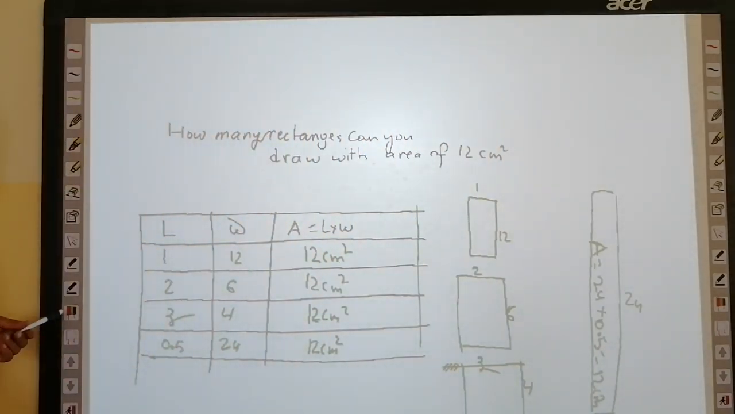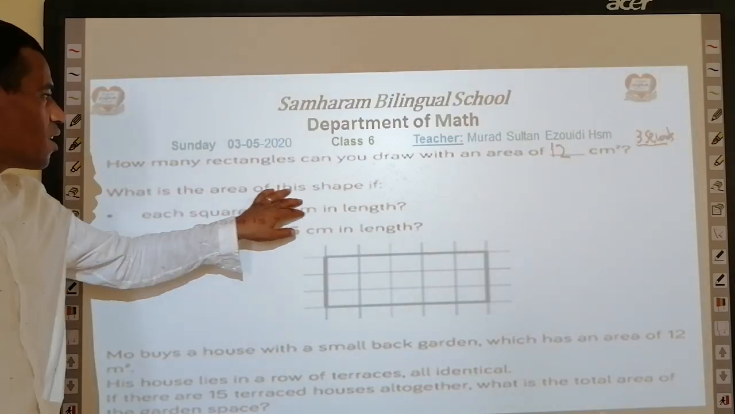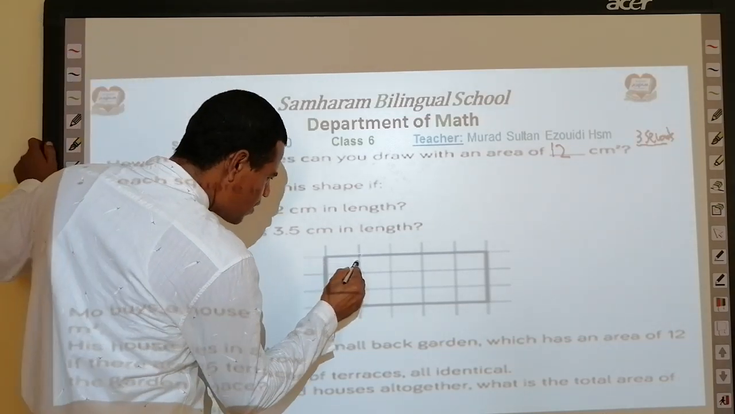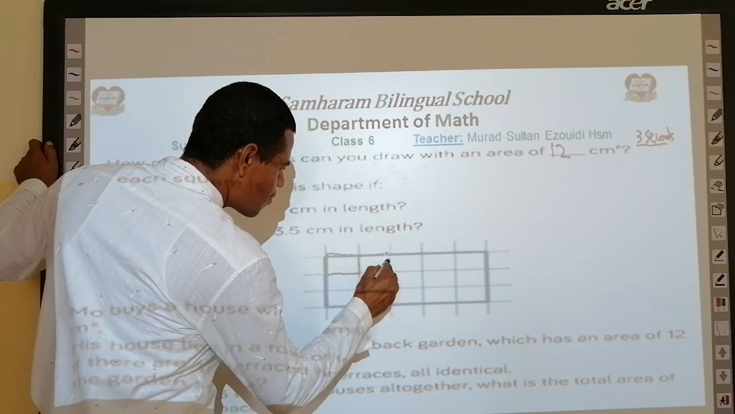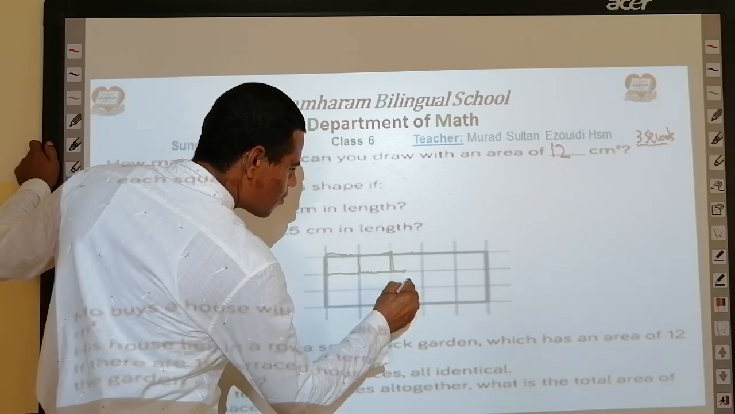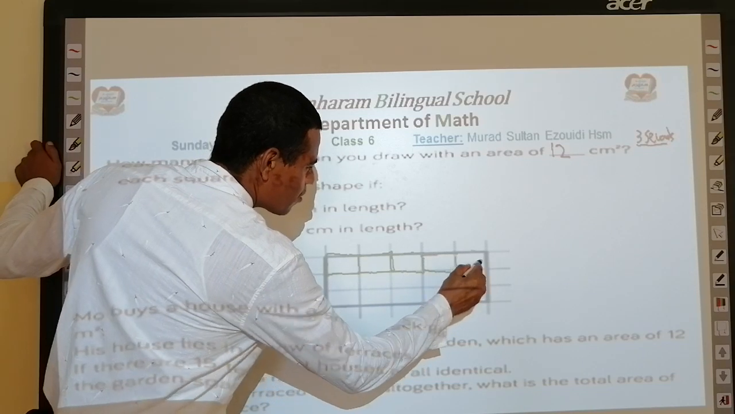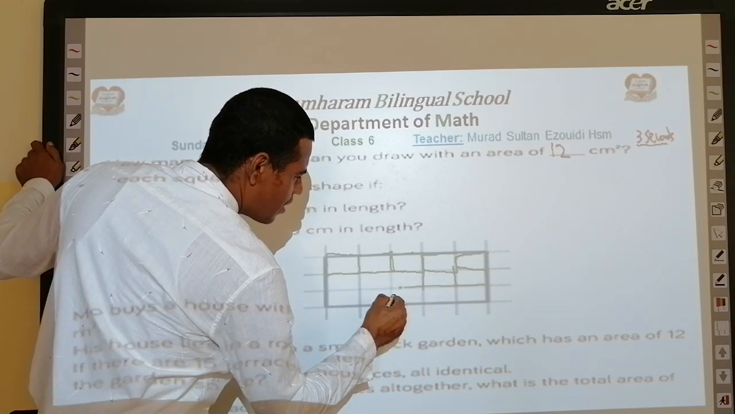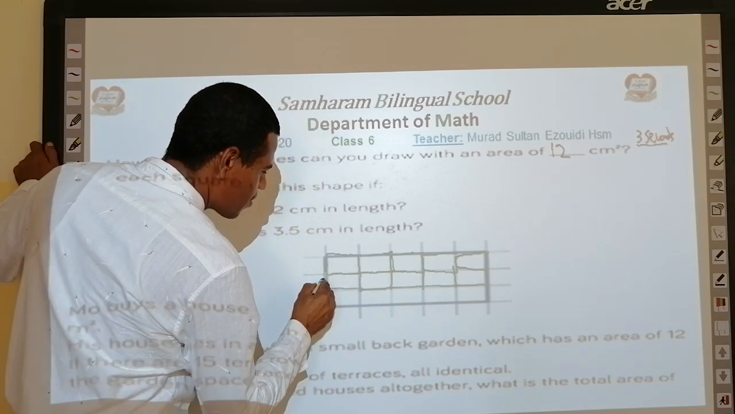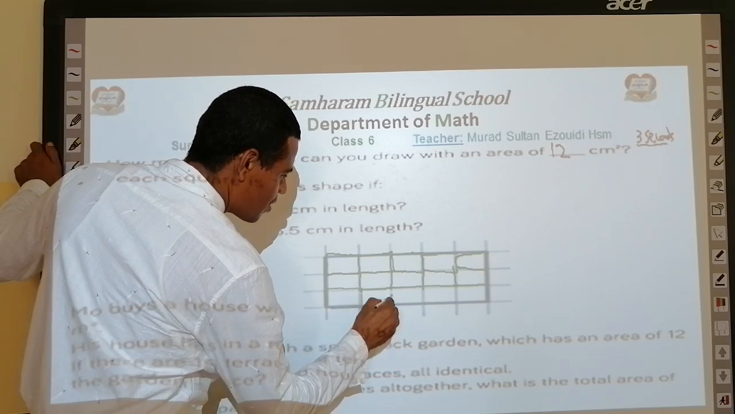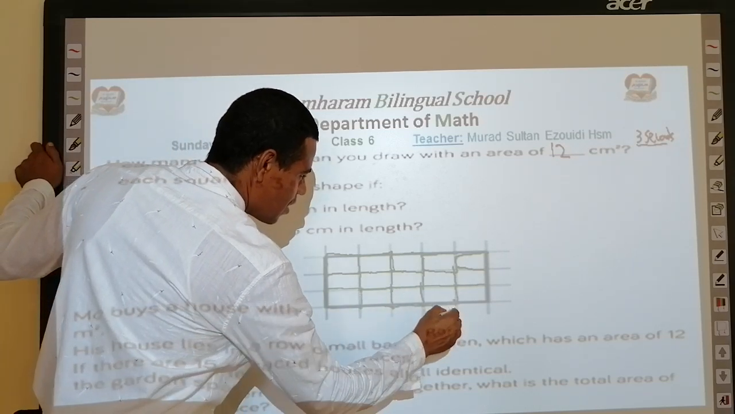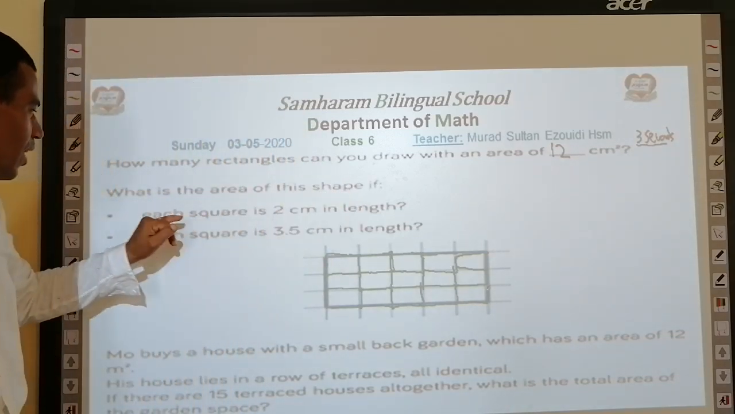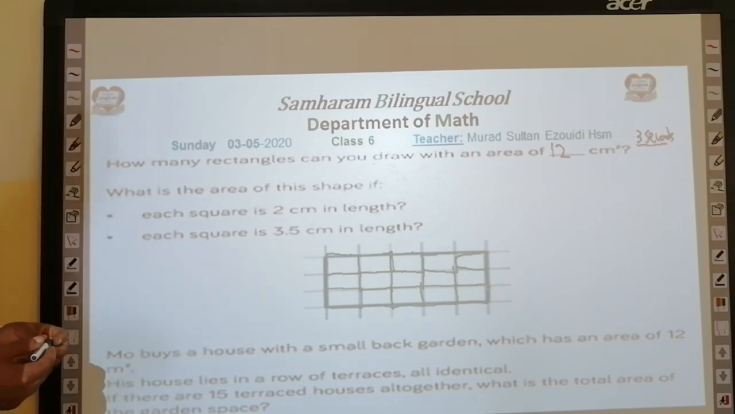The next one, learners. What is the area of the shape if each square is 2 centimeters? This one is 2 centimeters, my learners, and this is also 2 centimeters squared, and so on. All of these small squares have an area of 2 centimeters squared. The question is to try to count these squares to find the area.